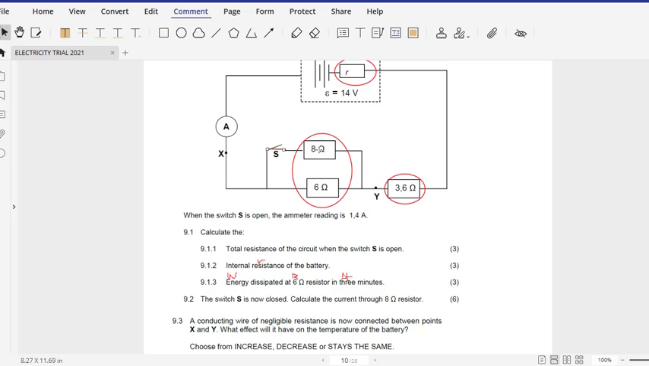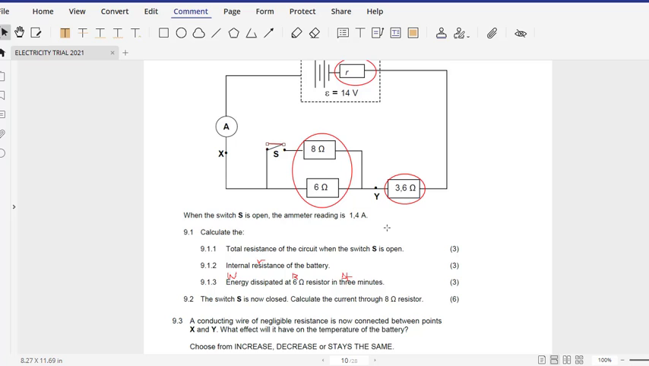So we have a parallel section that is now working, and we know that when resistors are in parallel, the total resistance is always less than the smallest of them. So our total resistance will be less than 6. And then as a result, what happens? The current increases. So the current through A1 is no longer going to be 1.4 amperes, but is a different value.